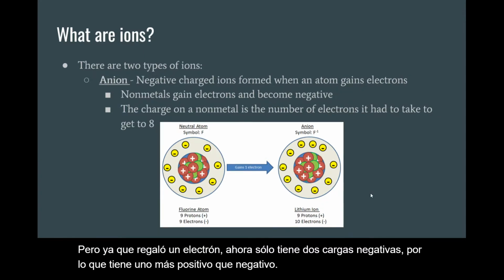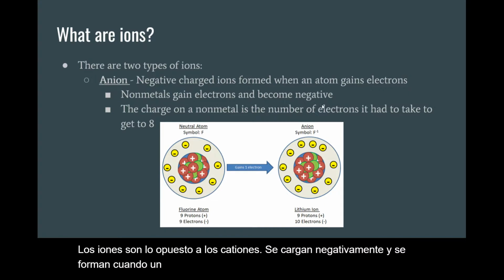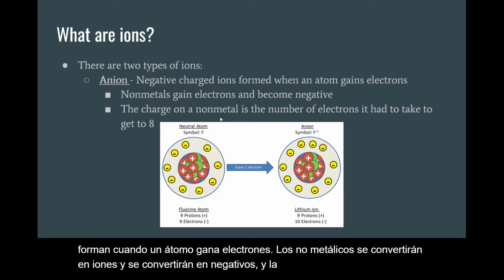Now, anions are the opposite of cations. They're negatively charged, and they form when an atom gains electrons. Nonmetals will become anions and become negative. And the charge on a nonmetal is the number of electrons it takes to get to 8.